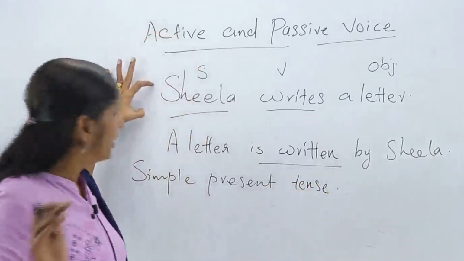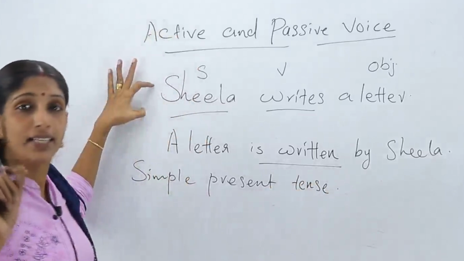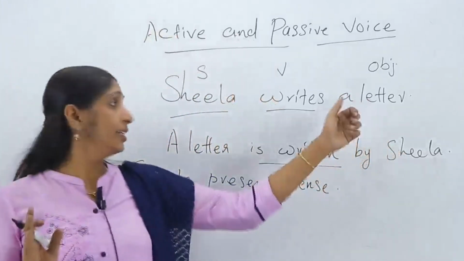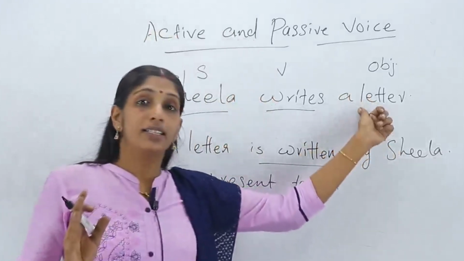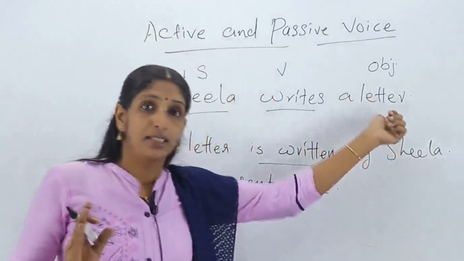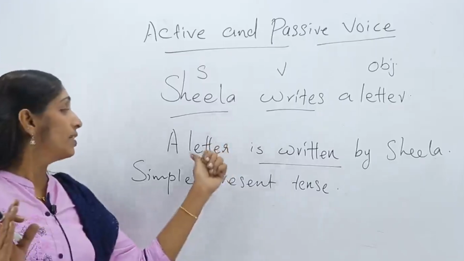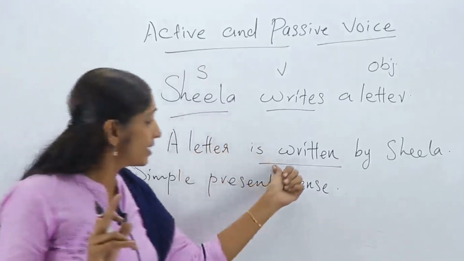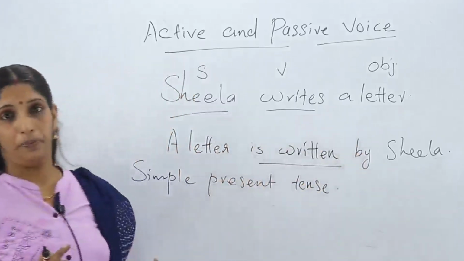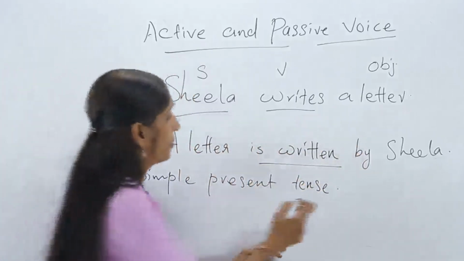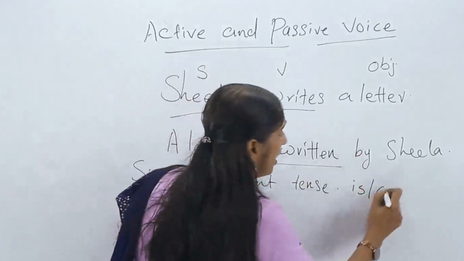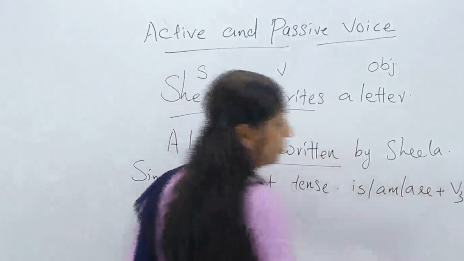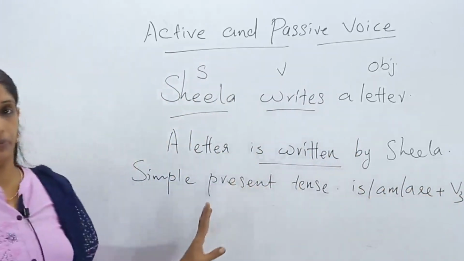And here when we change a simple present tense into passive voice, what all the changes we made? We changed the object of active voice becomes the subject of the passive voice. That's the one change. And the next change is based on its verb. It is written like by using is, am, are plus V3 form of the verb.